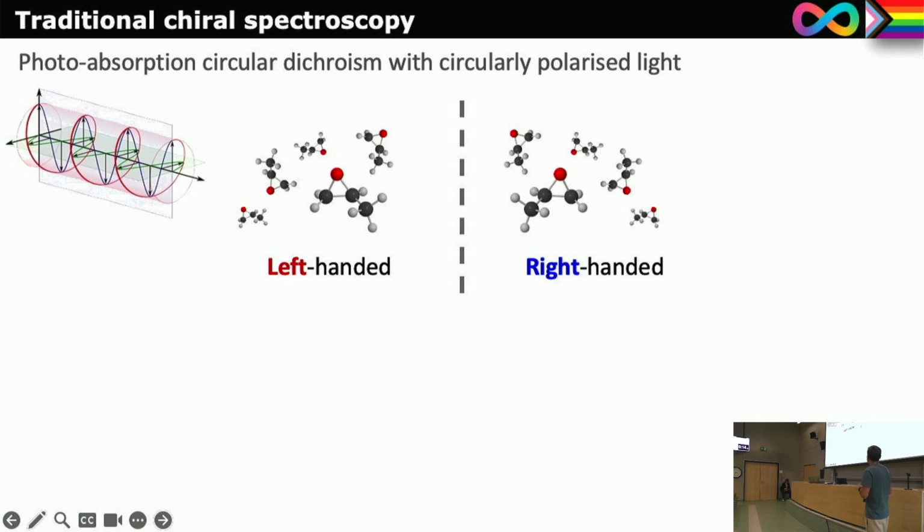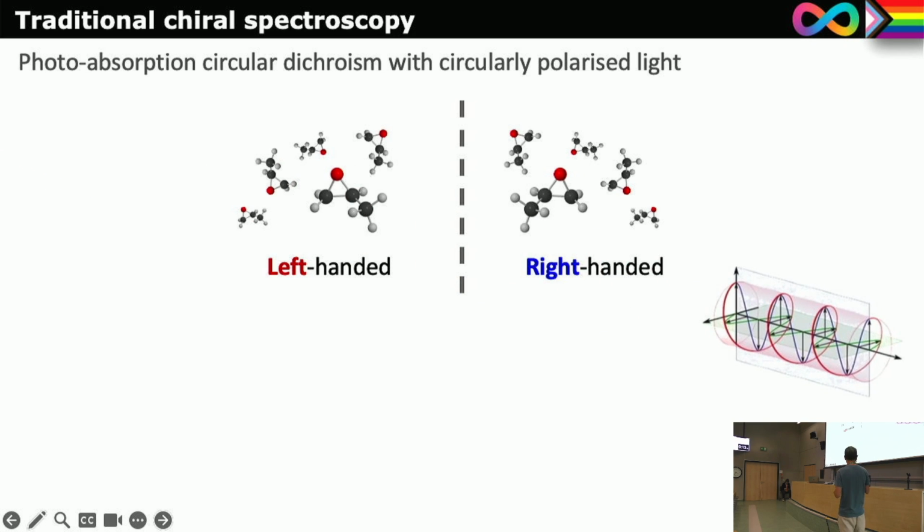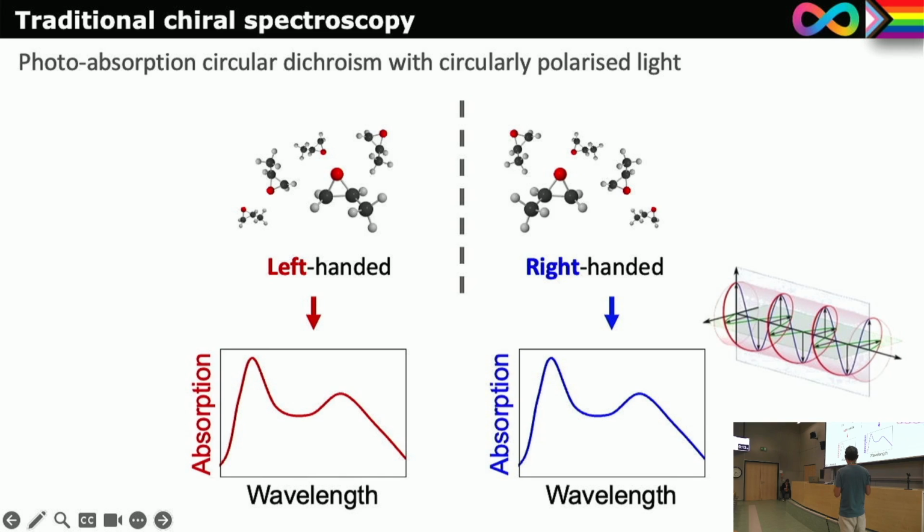So, traditional spectroscopy uses circularly polarized light as a chiral reagent. You have left and right-handed versions of the same chiral molecule, and you make it interact with a circularly polarized field. Then you measure the spectrum of absorption, so you basically measure the number of photons which are absorbed as a function of the wavelength. And these two spectra can be different because you have chiral molecules interacting with chiral light.